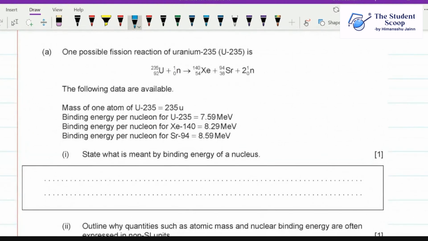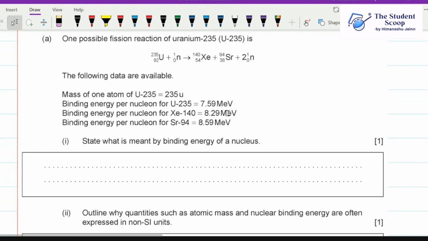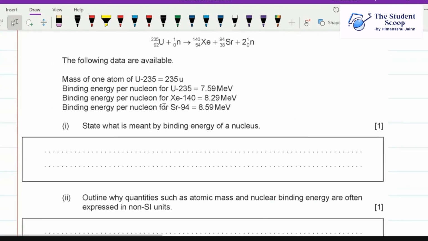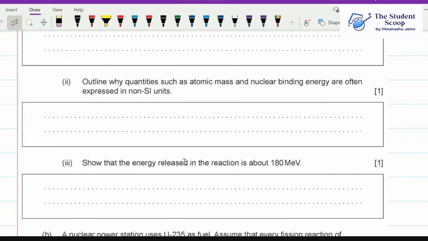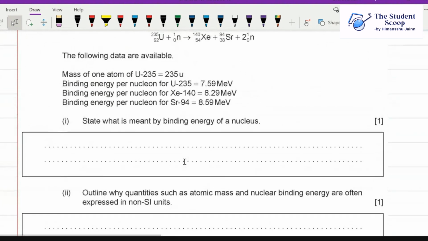Then what do you mean by binding energy? Binding energy means the energy required to form a nucleus from the individual nucleons. Now see, binding energy per nucleon for each atom is given. Quantities such as atomic mass and nuclear binding energy are often used in non-SI units, because it is convenient. We can't write everything in 10 to the minus 27 or 10 to the minus 19. So it is much more convenient. This shows that the energy release is 180 mega electron volts.